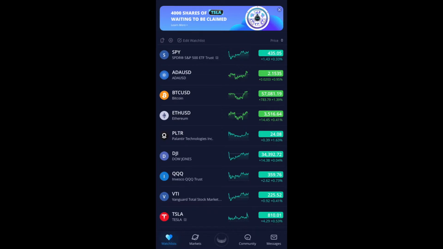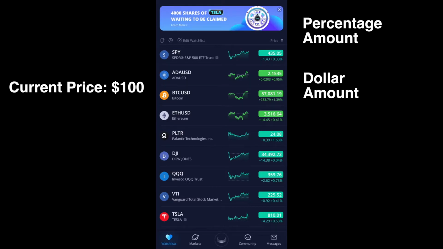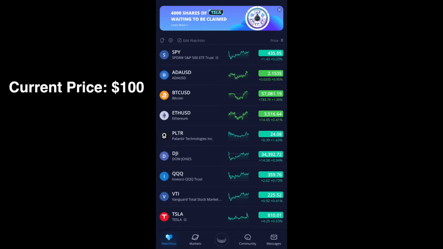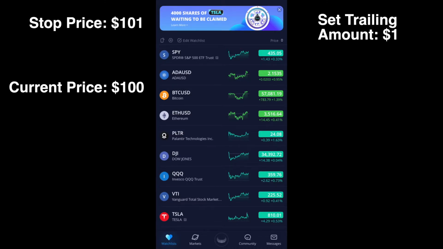So here's a quick example. If the current stock price is trading at $100 per share, you can either set your trailing amount to be a percentage amount or a dollar amount. For the sake of simplicity, I'll just say I'll be setting the trailing amount at $1, which is the stop price. This means that I'm comfortable buying this stock at $101 if the stock price decides to just go up. But if the stock decides to drop to $99, now my stop price will be set at $100 per share because it moves along with the current stock price, but only when it drops in price.